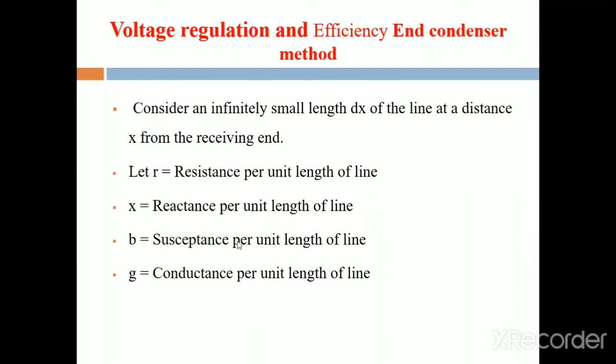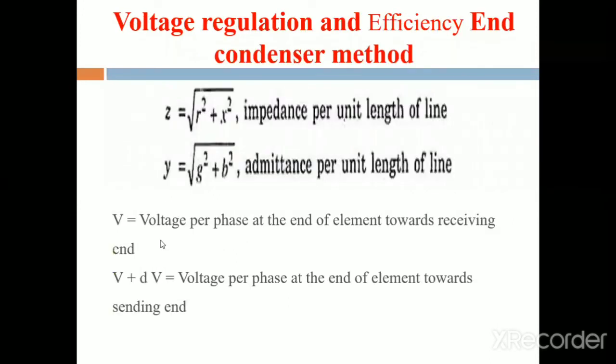Next, b is the susceptance per unit length of the line, and g is the conductance per unit length of the line. Therefore, y is equal to the square root of b square plus g square. Therefore, z is equal to the square root of r square plus x square. That is the impedance per unit length of the line.